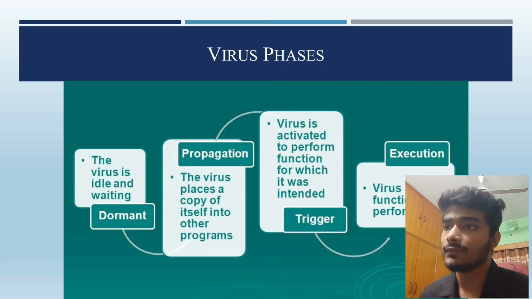The fourth is finally the trigger condition is met. The virus enters the execution phase. This is when the malicious part of the code, the payload, is activated to perform the function it was designed for, whether that's deleting files, displaying messages, or crashing the system. So a virus needs a host and often needs a user to help it spread.